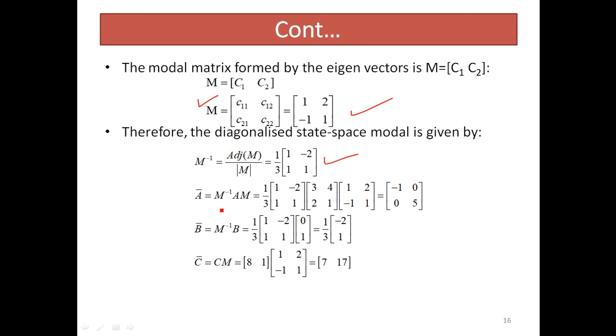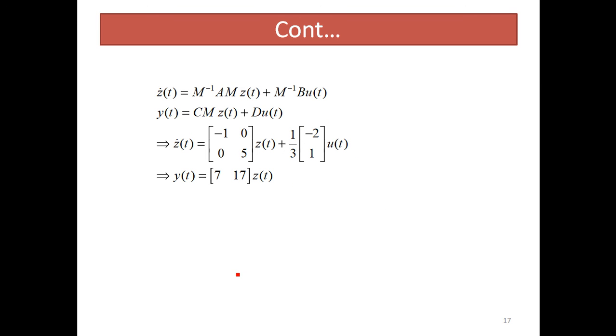A bar can be calculated by M inverse AM, which is the expression already derived. B bar is M inverse B, and C bar is CM, like this. So your diagonalized state space model of the non-diagonalized state space model would be Z dot t equal to M inverse AM Z(t) plus M inverse B U(t). This matrix would be a diagonal matrix whose elements would be eigenvalues of system A.